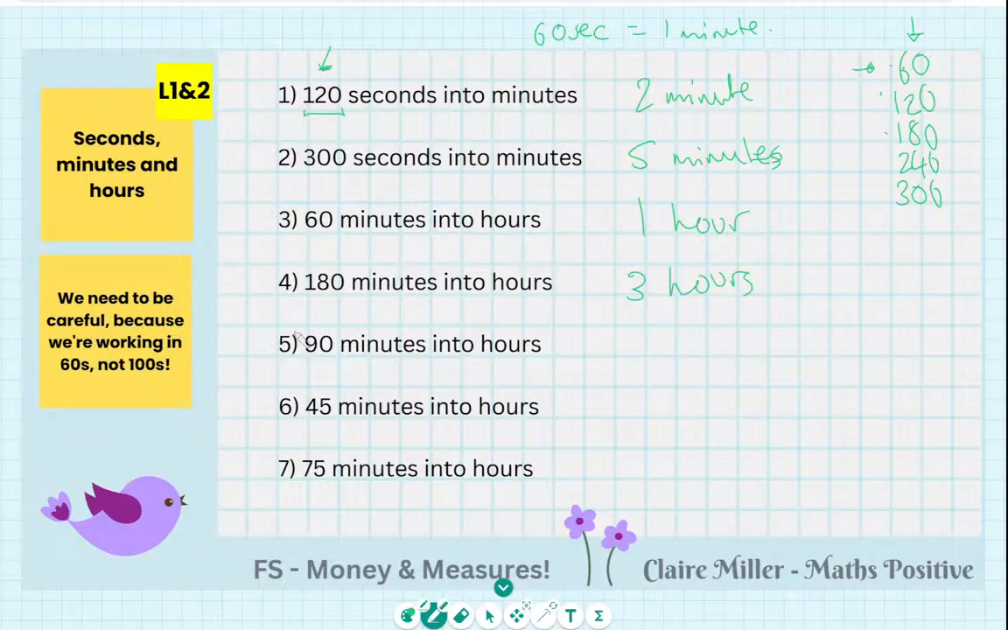Okay. And then we have some that aren't on the list. So what do we need to do here? Well, we've got 90 minutes into hours here. If we think about how many 60s are in 90, we've got one lot of 60. So that makes 1 whole hour. And then we've got how much left? We've got 1 hour and then we've got 30 minutes left. So it's 1 hour and a half, isn't it? So we could write it as 1 hour and a half or 1.5 hours.